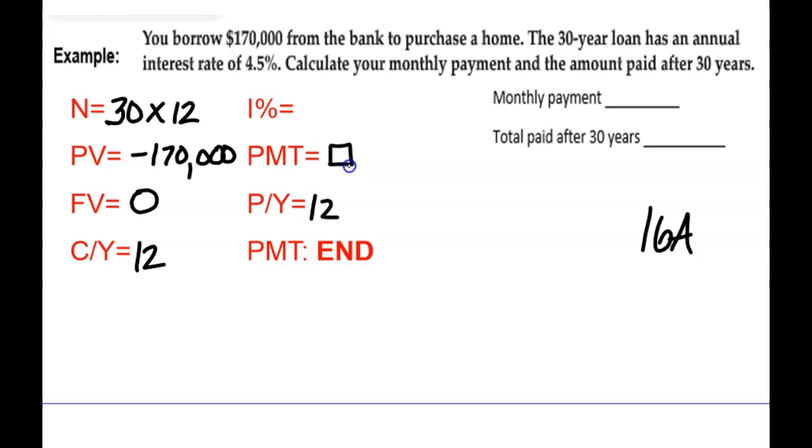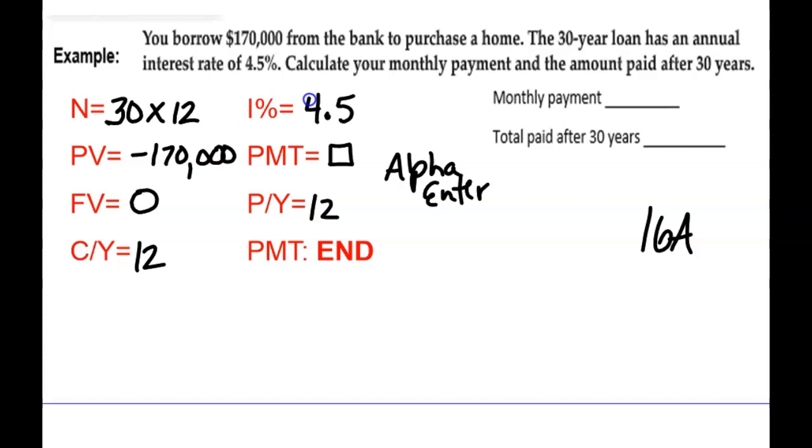So we're going to put our little cursor there, and then we're going to do second. Is it second enter? It's not second enter. Is it alpha enter? Alpha enter to get the green solve. And the interest for this one was 4.5. We do not move the decimal.